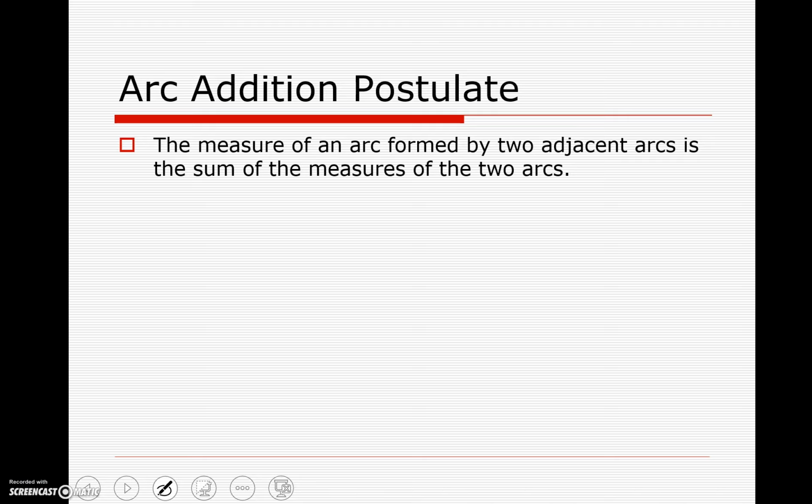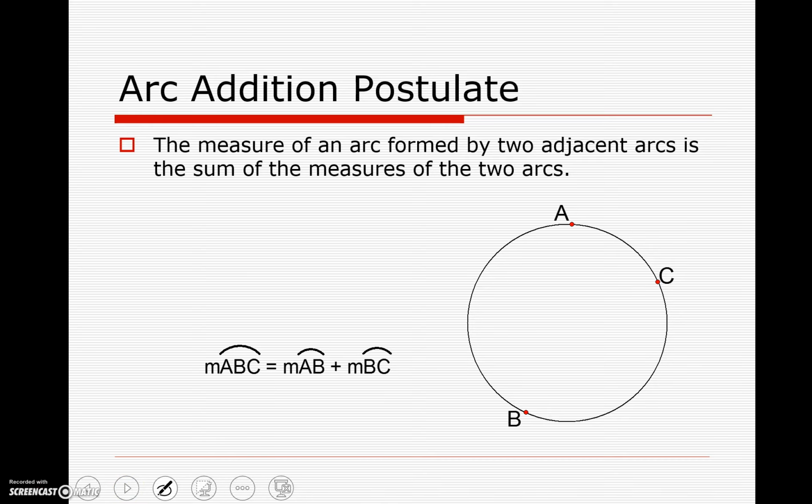The measure of an arc formed by 2 adjacent arcs is the sum of the measures of the 2 arcs. So just like we had angle addition postulate, we had our segment addition postulate, we also have arc addition postulate. And so what you see here is we have the circle ACB. We can find the whole measure of the arc ABC by adding the minor arc AB with the minor arc BC, and we can find the entire arc.